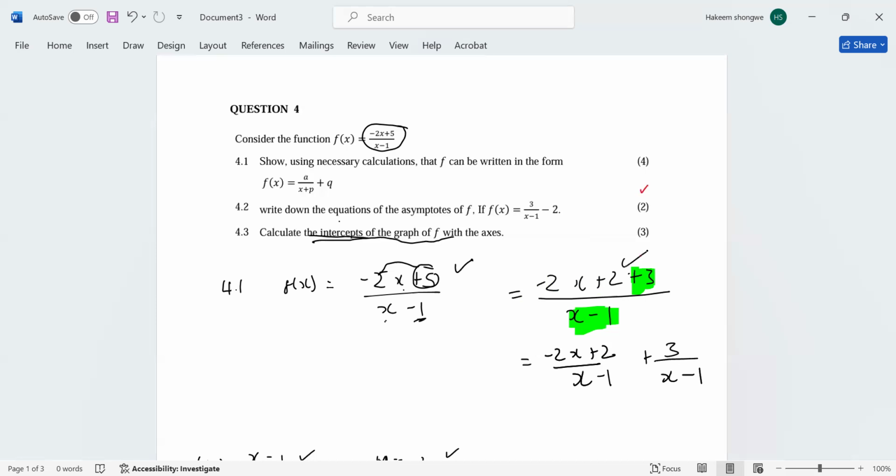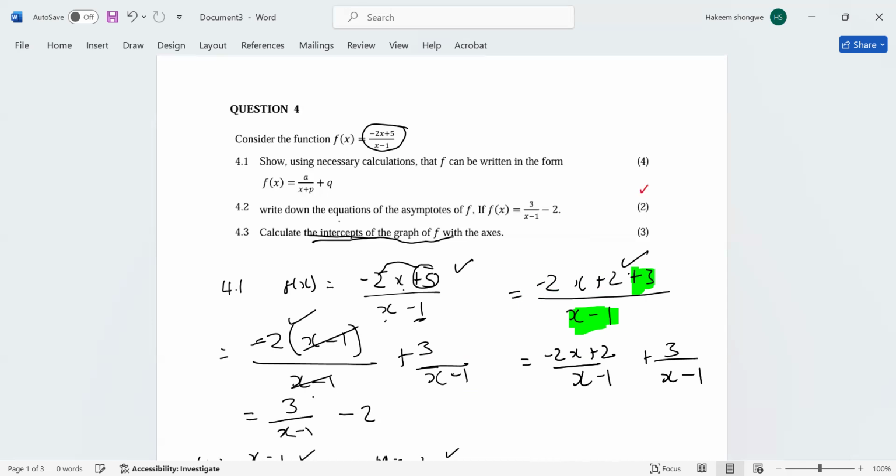So they will give me a mark for changing this. From there, I'm going to take out minus 2 as a common factor. If I take out minus 2 as a common factor, I'm left with x minus 1 all over x minus 1, so they will give me a mark for taking out a common factor, plus 3 all over x minus 1. And then you can see that x minus 1 and x minus 1 divide each other out. So I'm left with 3 all over x minus 1 minus 2. This is my final answer, which was 4 marks. Any questions there, guys?